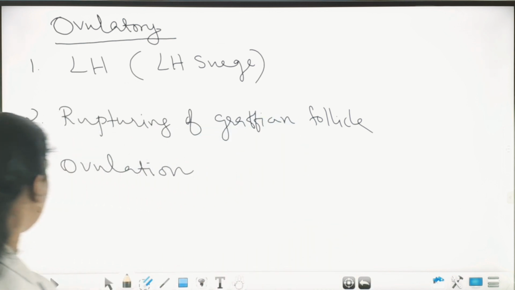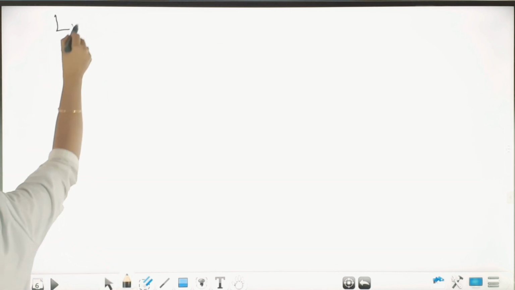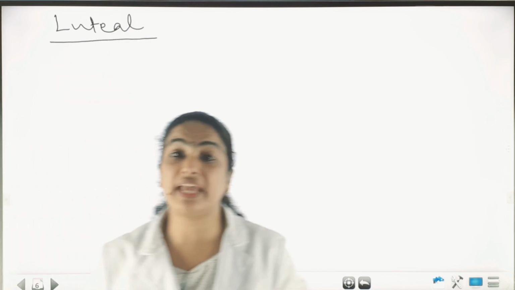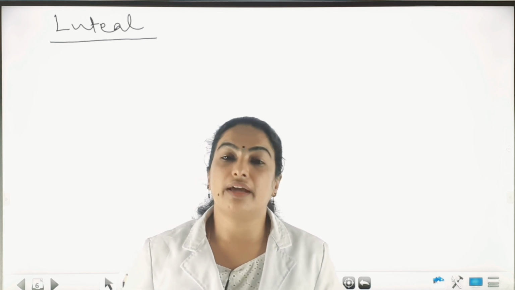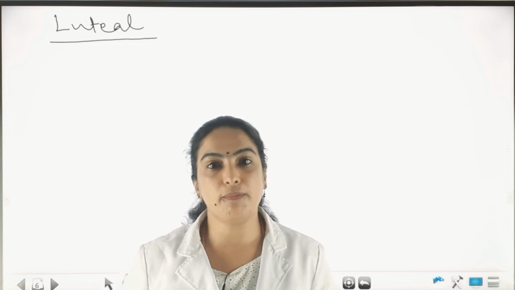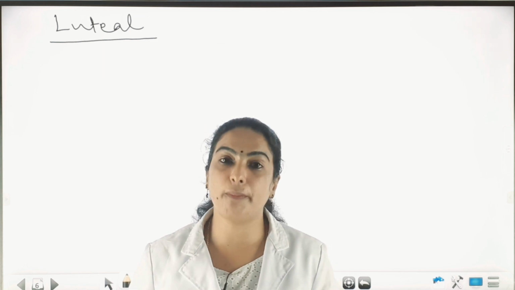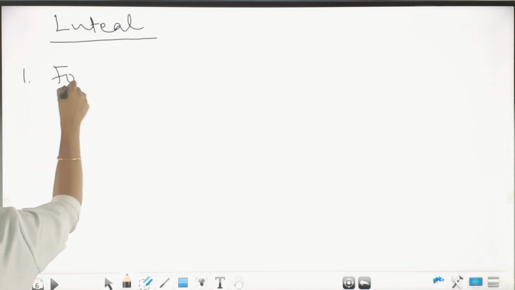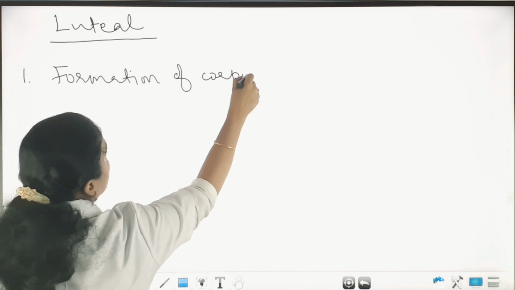Okay, now let's see the next event or last phase, that is the luteal phase. Luteal phase is also known as secretory phase. It is the phase of formation of corpus luteum. See, the ruptured Graafian follicle forms a yellow body which is known as corpus luteum. So in this phase there is a formation of corpus luteum.